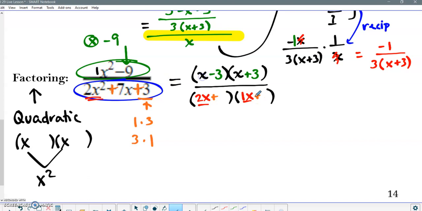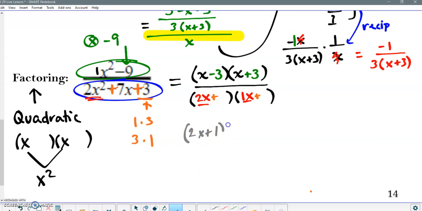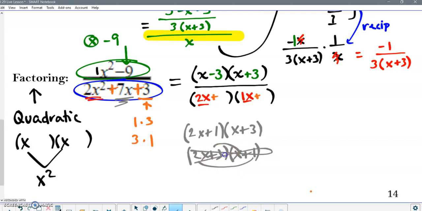That's guaranteed. So then I think, okay, well, I'm going to write with my little gray here. I could do 2x plus 1 and x plus 3. Or I could do 2x plus 3 and x plus 1. And I just have to figure out which one's going to get me 7, right? I need a bigger number than 2 and 3. So 2 times 1, that's going to be 2. 3 times 1, that's going to be 5. That's not going to work.